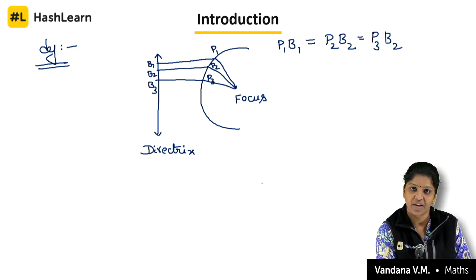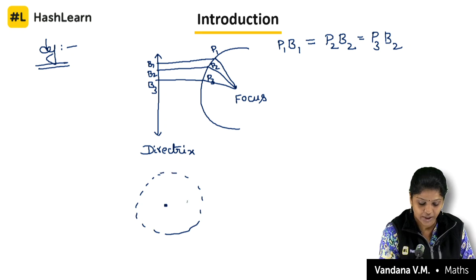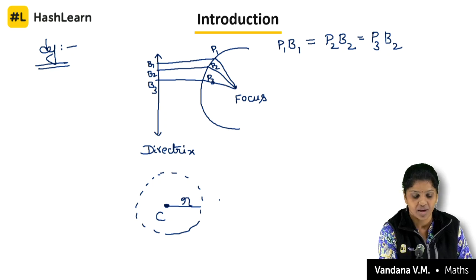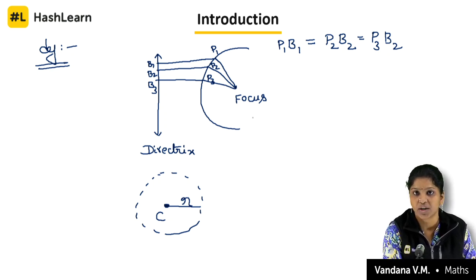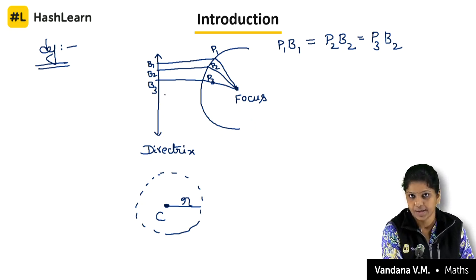Yesterday, in the previous class, we learned the definition of a circle: the locus of points equidistant from a fixed point. The fixed point is called the center and the fixed distance is called the radius. The same way, here the locus of all the points which are equidistant from a fixed point and a fixed line, that line is called the directrix.